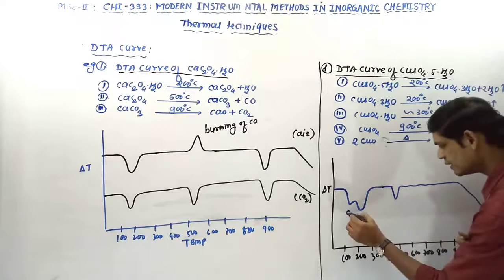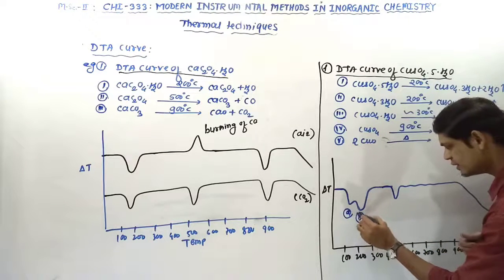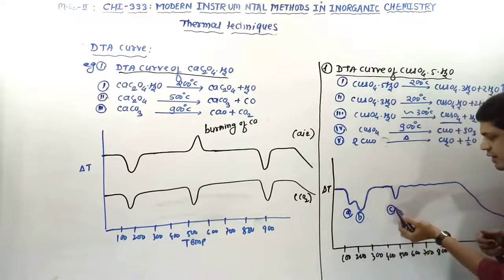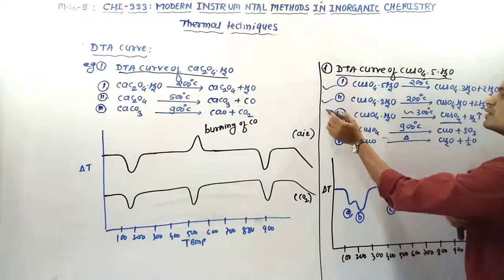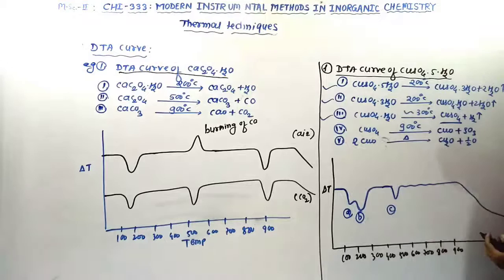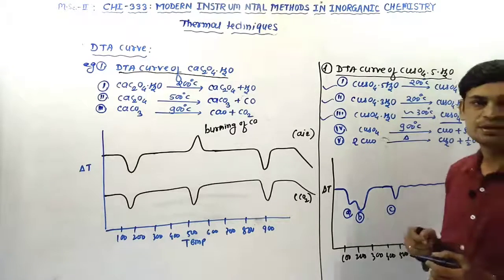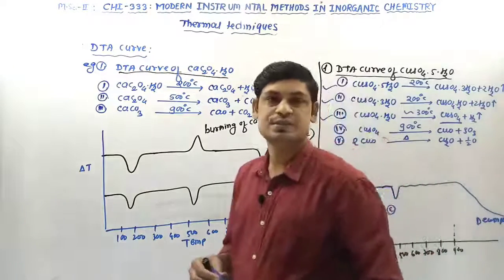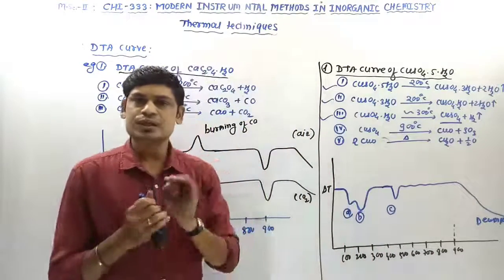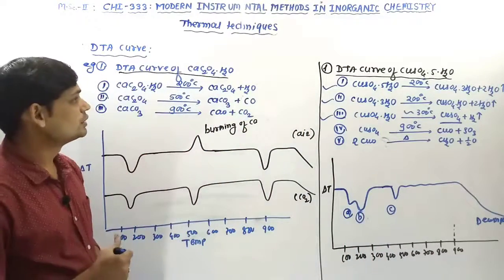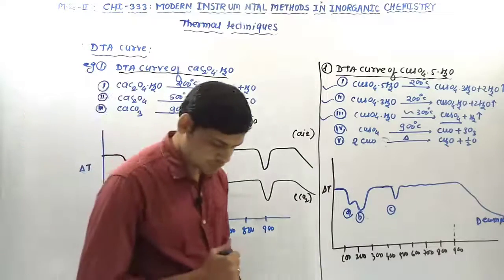What happened over here? It will be A, B, and C. These are the 3 peaks corresponding to the first 3 reactions. And afterward, a decomposition is there, around 900 degrees Celsius temperature. So it was an account of the DTA curve.